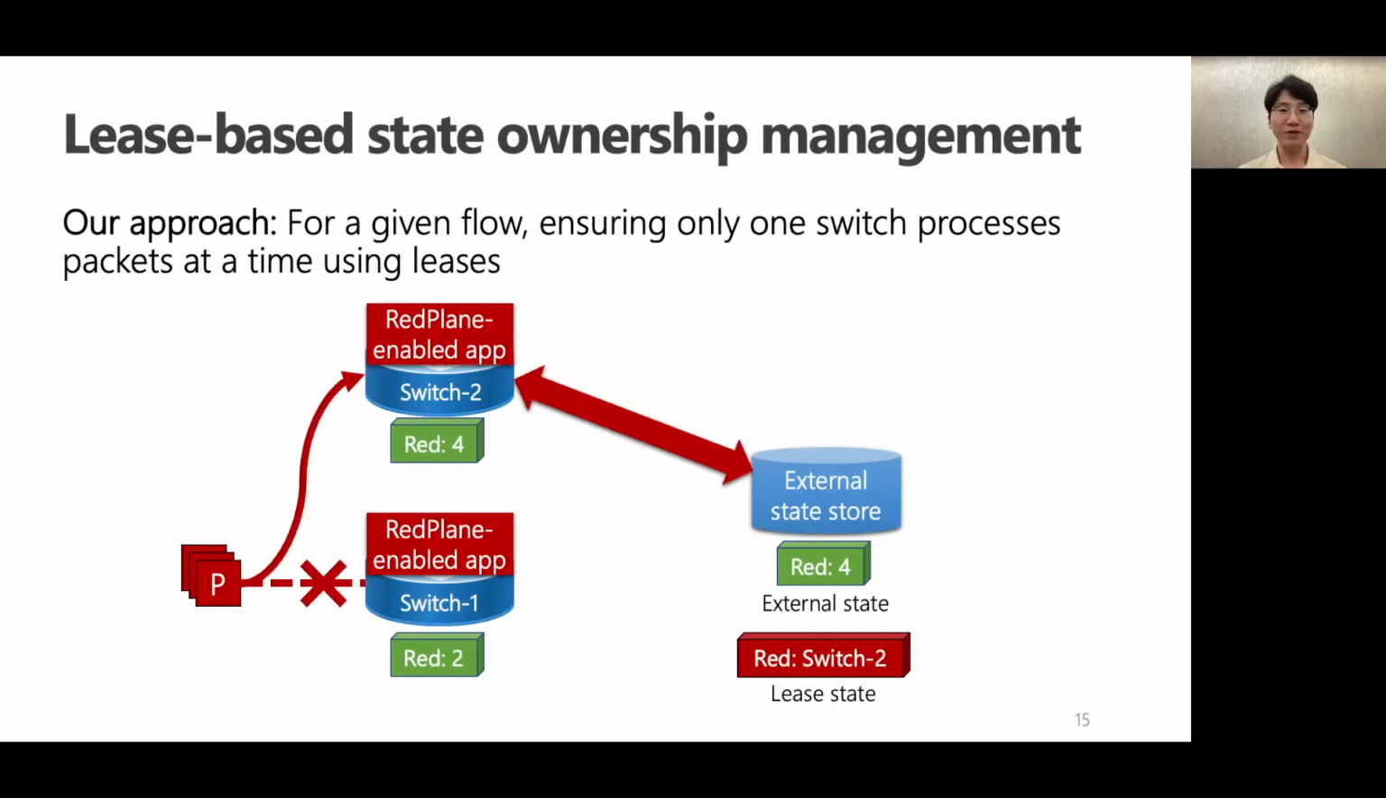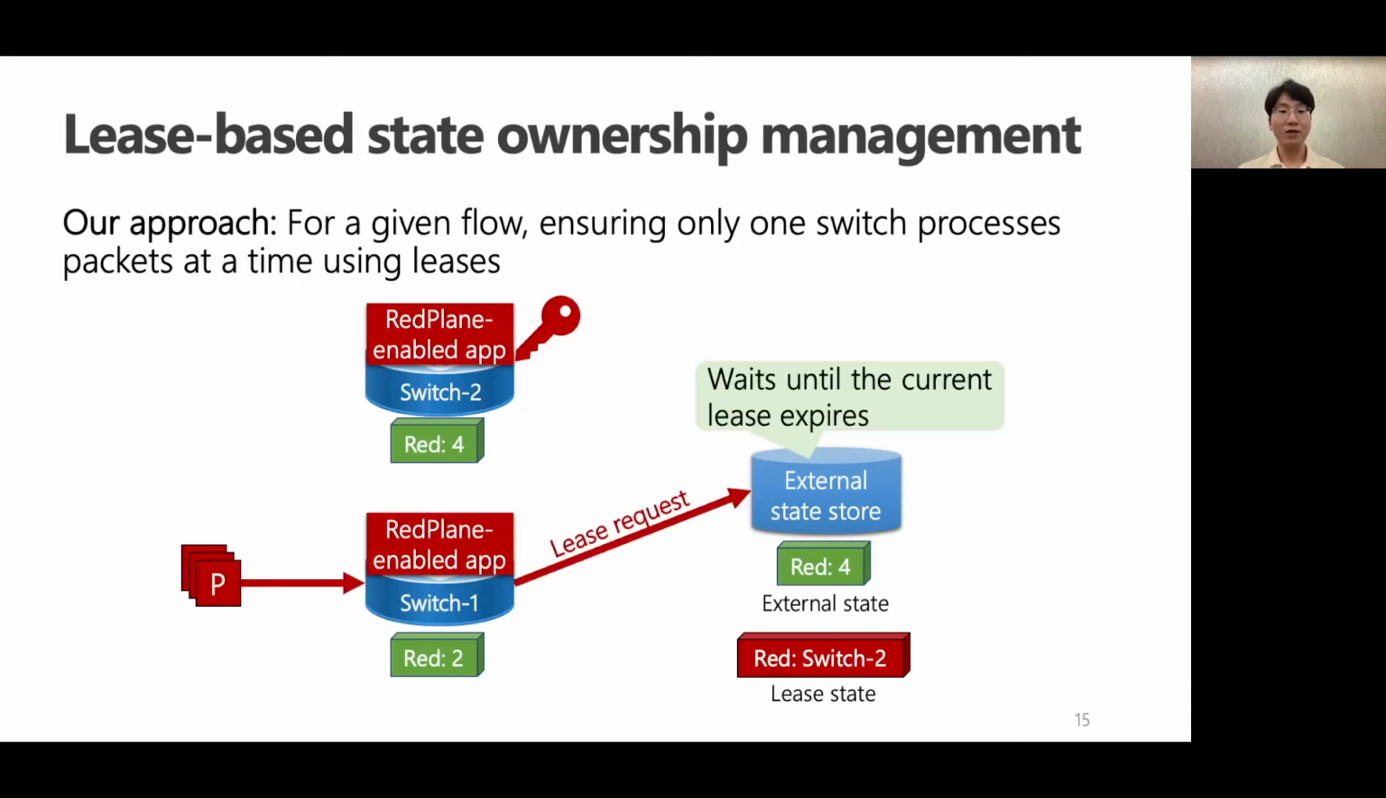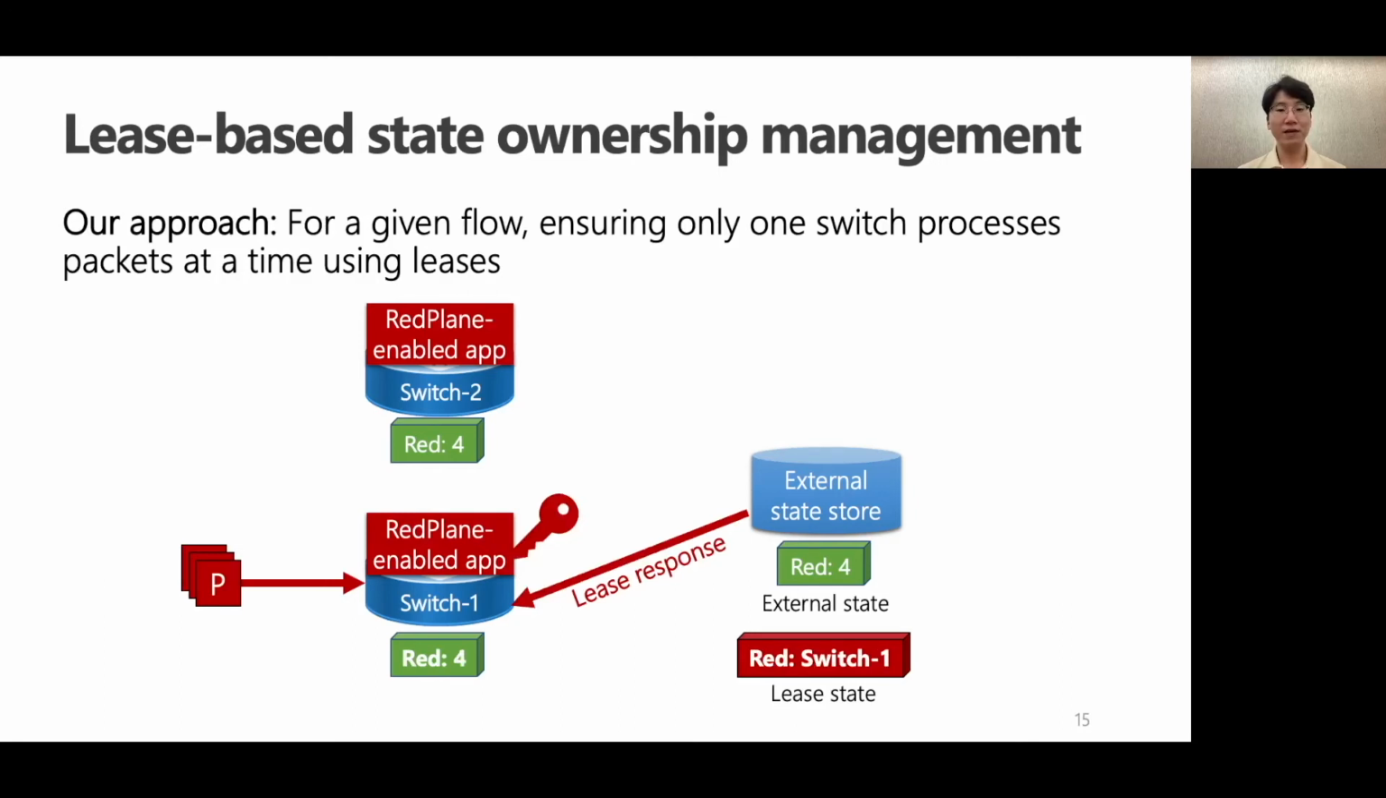To address this problem, we design a lease-based state ownership management that ensures only one switch processes packets for a given flow at a time. In this example, while switch 1 is down, switch 2 has a lease for the red flow. When switch 1 gets recovered and if its lease has expired, it first requests a lease to obtain ownership of the flow state, even if it has the state locally. Once it obtains the lease with the latest state for the flow, switch 1 can now own the state and safely update and read the local state. This way, we can ensure that only one switch can process packets for a flow at a time with the latest state.